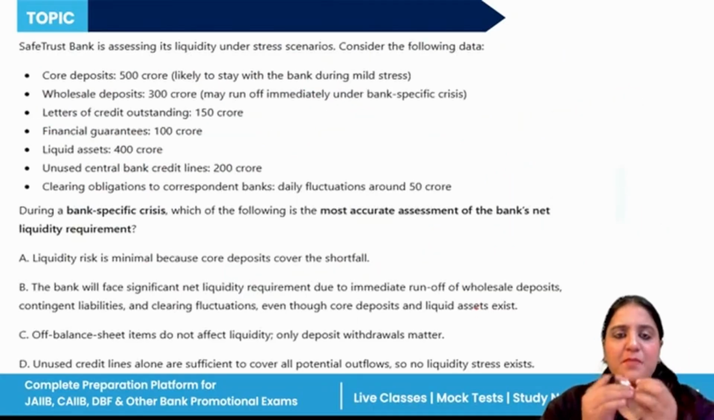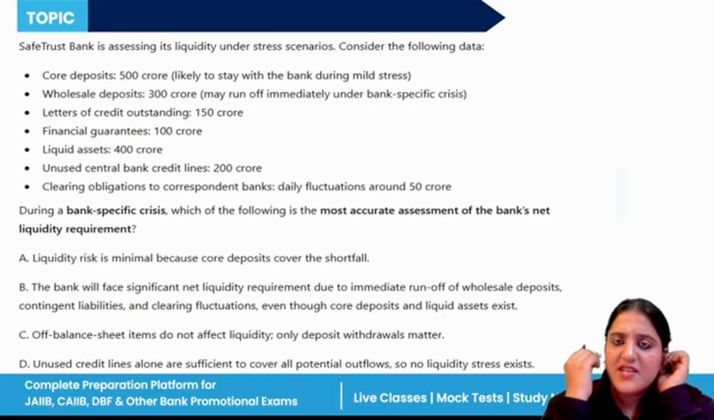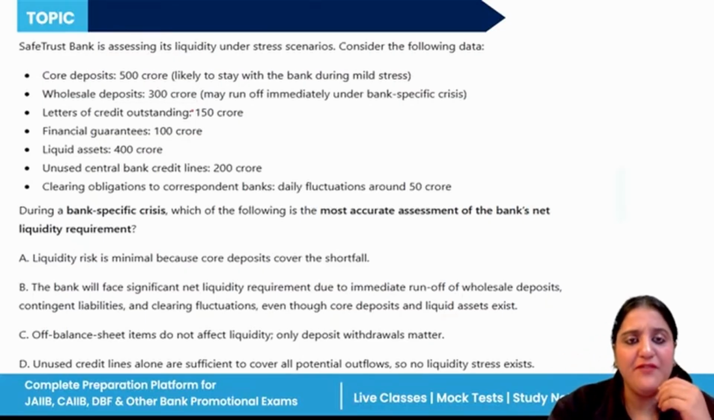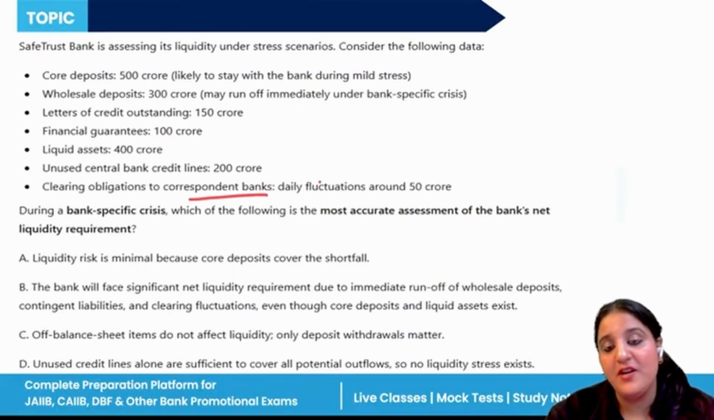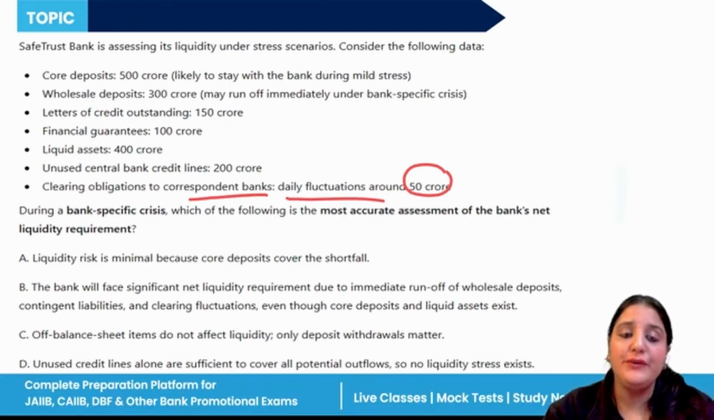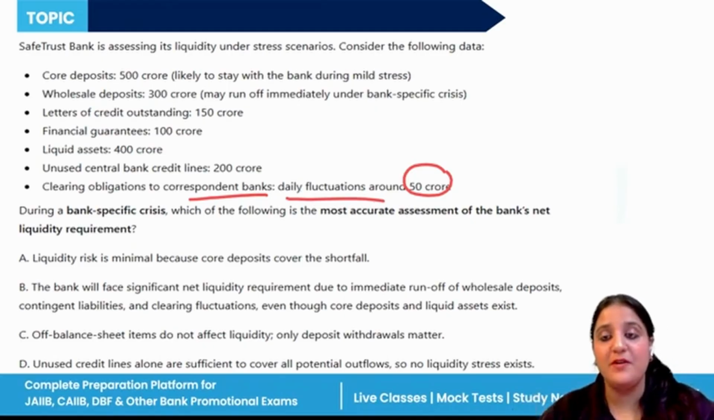Now, Safe Trust Bank is assessing its liquidity under a stress scenario. Retail deposits are 500 crore. Wholesale deposits are 300 crore. Letters of credit outstanding are 150 crore. Financial guarantees are 100 crore. Liquid assets are 400 crore. Unused central bank credit lines are 200 crore. Clearing obligation to correspondent banks, daily fluctuations, about 50 crore. Now, during a bank-specific crisis, which of the following is the most accurate assessment of the bank's net liquidity requirement?